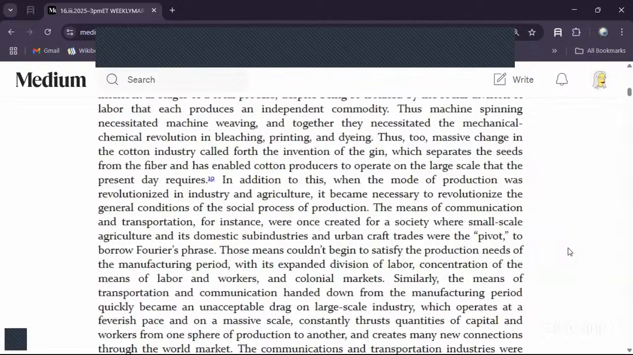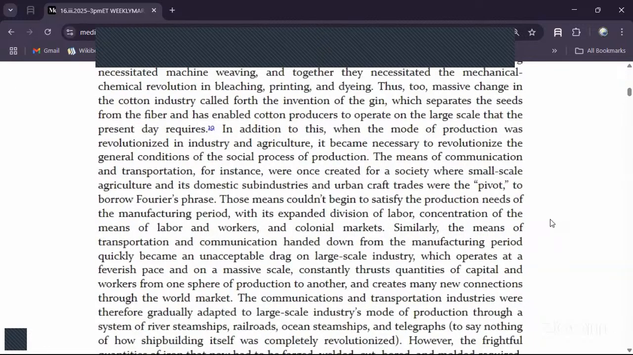The means of communication and transportation, for instance, were once created for a society where small-scale agriculture and its domestic sub-industries and urban craft trades were the pivot, to borrow Fourier's phrase. Those means couldn't begin to satisfy the production needs of the manufacturing period with its expanded division of labor, concentration of the means of labor, and workers and colonial markets.